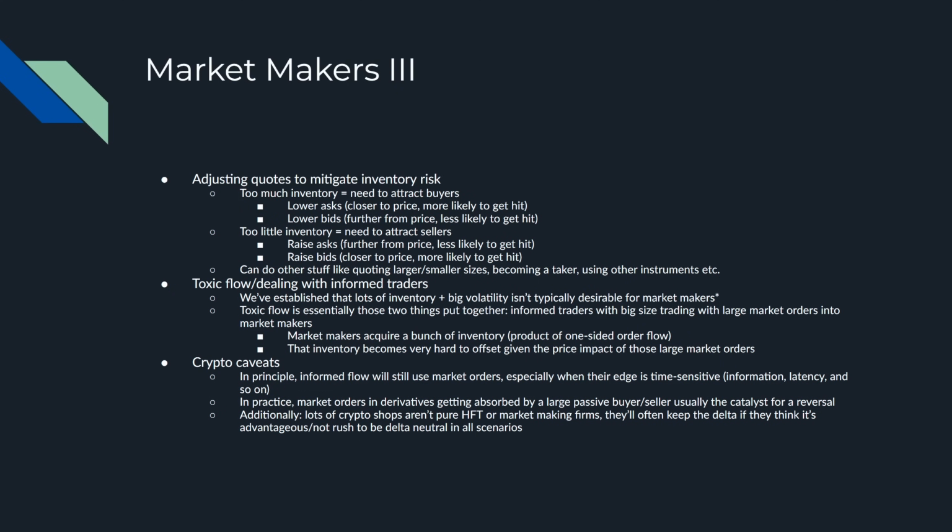So the TLDR is they'll be happy to actually take on and keep inventory if they think it's at an advantageous price. In this example, as I said, they'll often keep the delta if they think it's advantageous, or not rush to be delta neutral in all scenarios. But that's still quite a far cry from some bloke sitting there saying, let's run the upside, let's run the downside, that type of stuff.